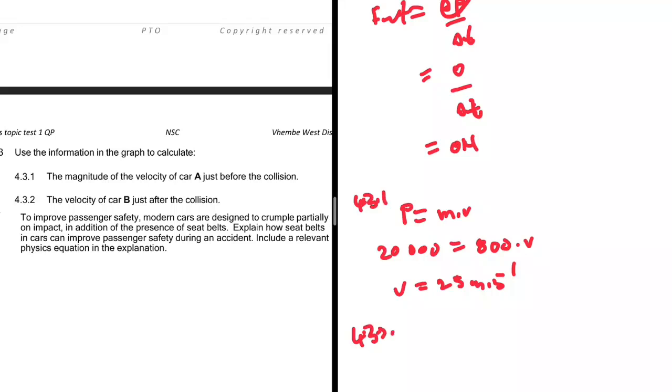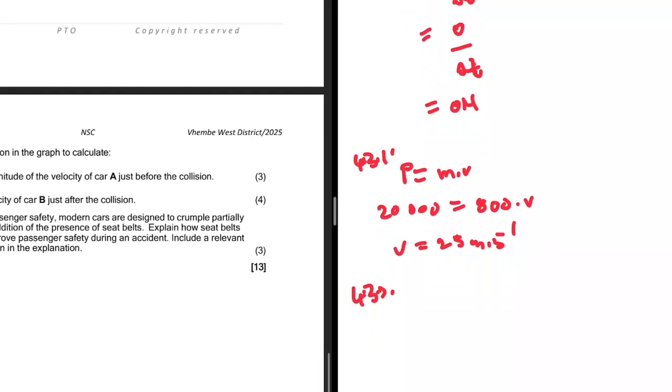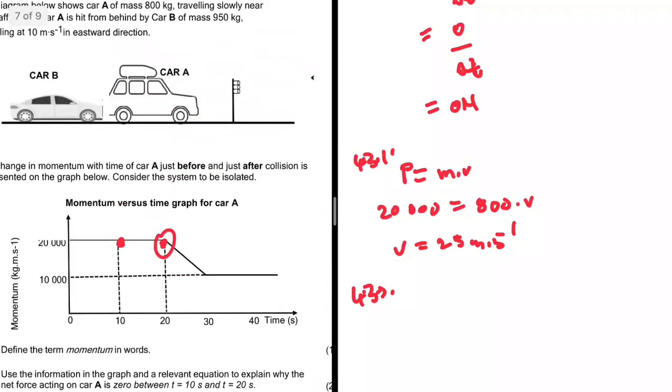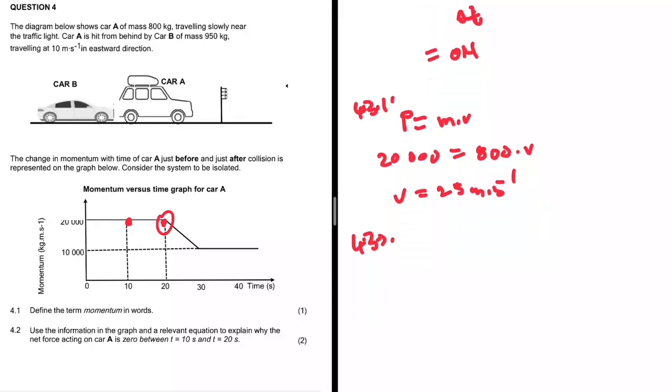Then 4.3.2: the velocity of car B just after the collision. 4 marks. Do we need to do some complicated things there? I'm trying to see if car B is stationary before the collision. The diagram shows car A of mass 800 kg traveling slowly near the traffic light. Car A is hit from behind by car B. So both these vehicles are moving before the collision.